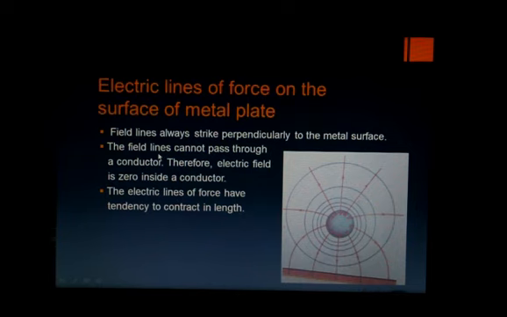So field lines always strike perpendicularly to the metal surface. The field lines cannot pass through a conductor, therefore the electric field is zero inside a conductor, because no line is practically passing through this body. That's why the field would be zero inside it. And the electric lines of force have a tendency to contract in length. You notice that here there is a contraction because the lines of force are closer. Here the lines of force are away.